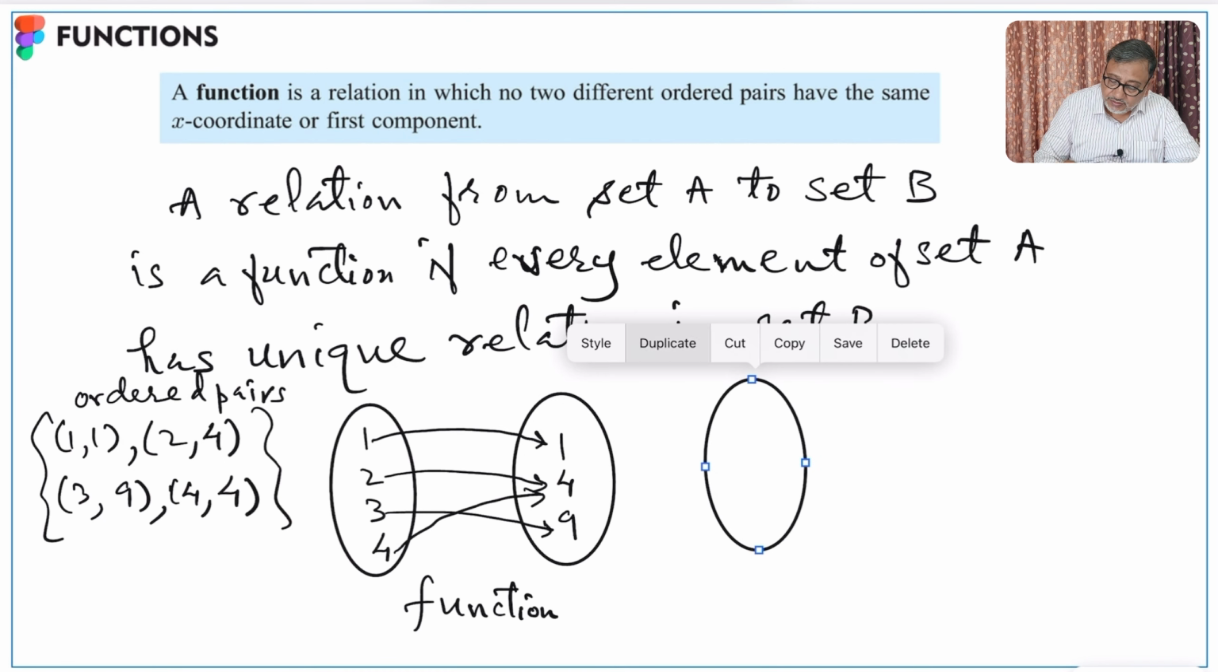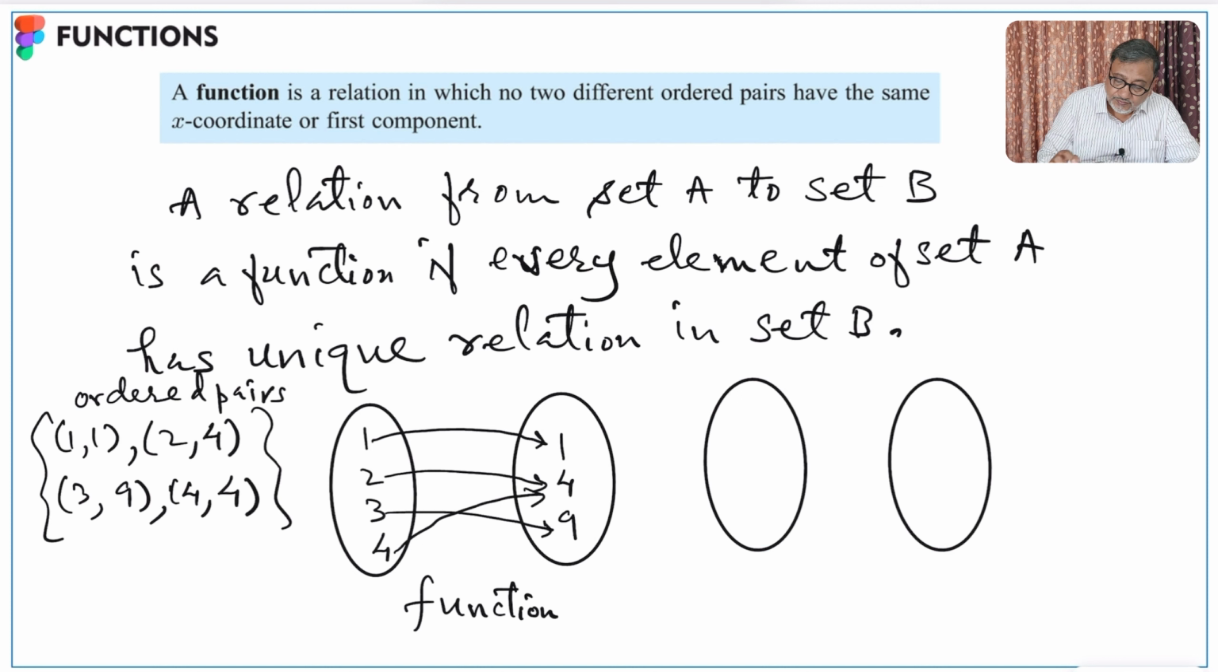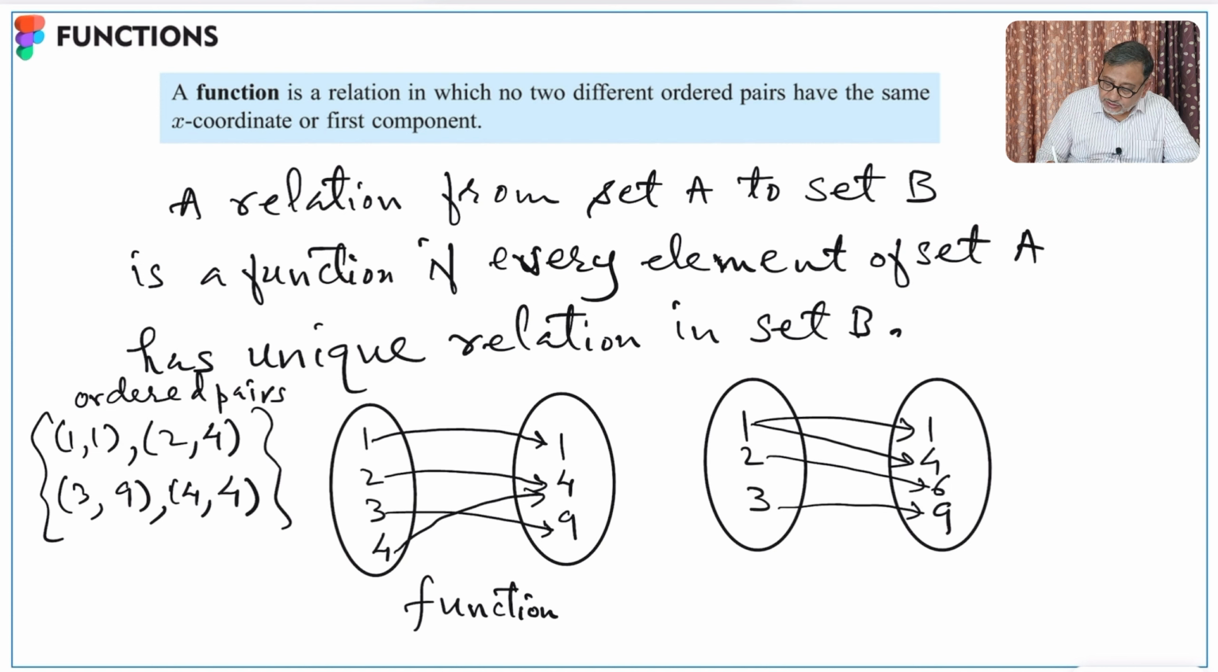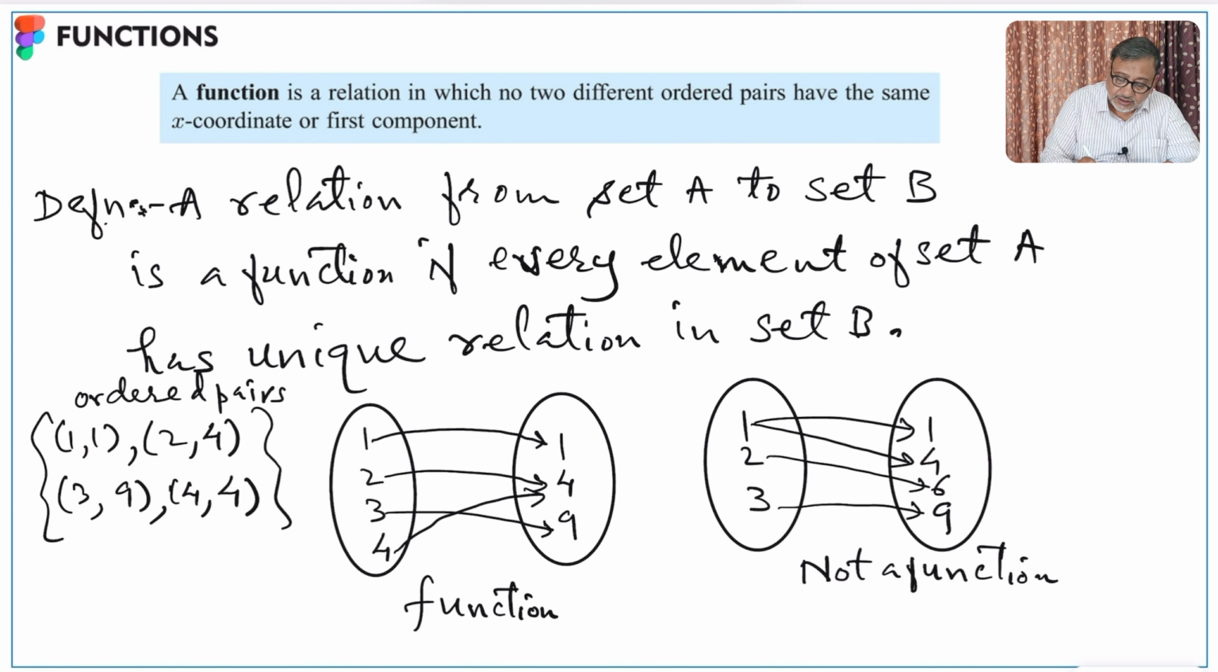A second example. 1, 2, 3, 1, 4, 6, 9. 1 is associated to 1 and 1 is associated to 4, 2 is associated to 6 and 3 is associated to 9. Now this is not a function. Why? See, I'll show you from both the definitions. The second definition which I wrote here, I will highlight this also. This is also a correct definition, okay.